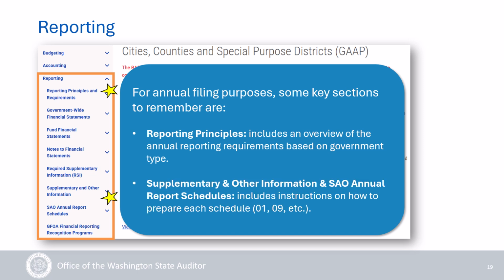Then we have the supplementary and other information and SAO annual report schedules. This will include instructions on how to prepare each component of the annual report, such as Schedule 01, 09, etc. This is just the guidance for how to report the information and fill out those templates. We will be spending more time in this section as we go, since we are focusing on the reporting aspect.